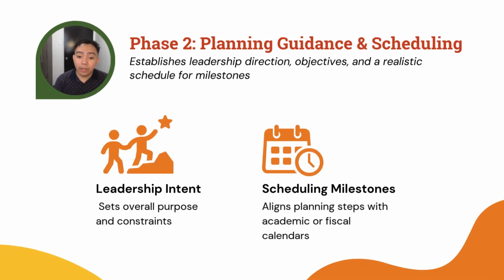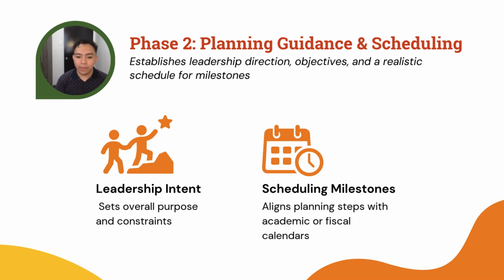For this particular phase, we establish leadership direction, objectives, and a realistic schedule for milestones. Specifically, there should be leadership intent. It includes setting purpose and overall goals, the leadership's commitment and ownership of the process, and clear guidance on direction and any predetermined constraints. Once that's done, we do scheduling of milestones. We set a realistic schedule for this timeline based on the leadership intent, and we break the planning effort into manageable phases or milestones.